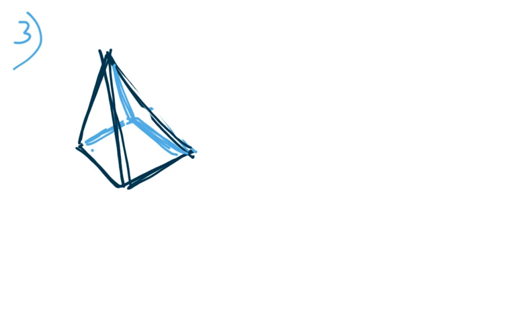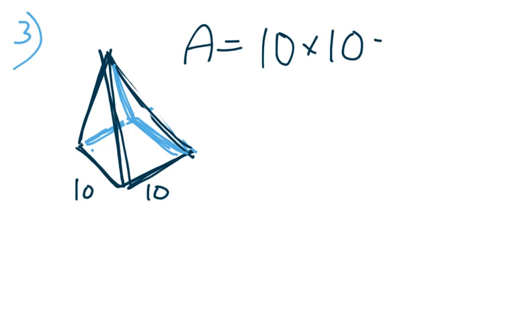Okay, number 3, we have another pyramid with a square base. This time the base is 10 by 10. So we're going to multiply those 2 sides together, and that equals 100. Now we want to find the area of one of the triangular sides. So the base is 10 and the height is 15.